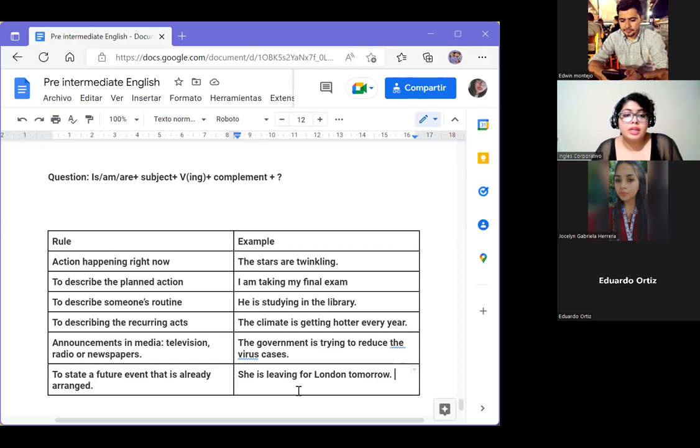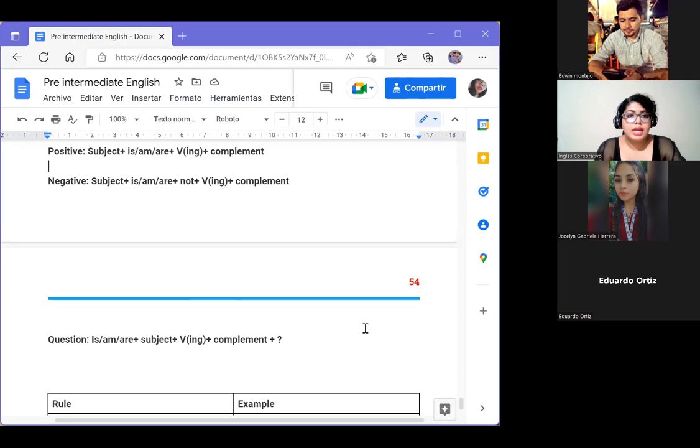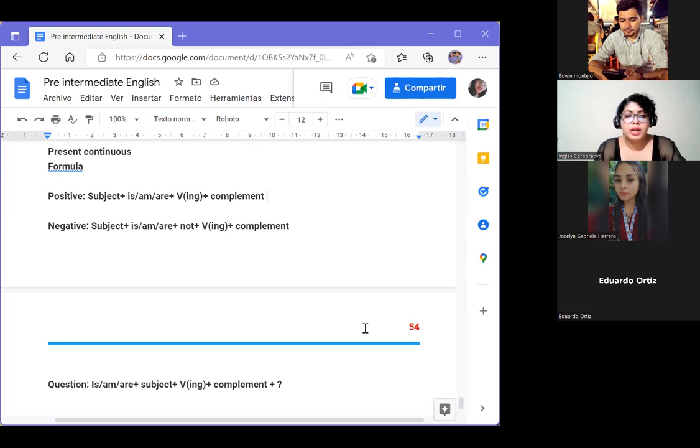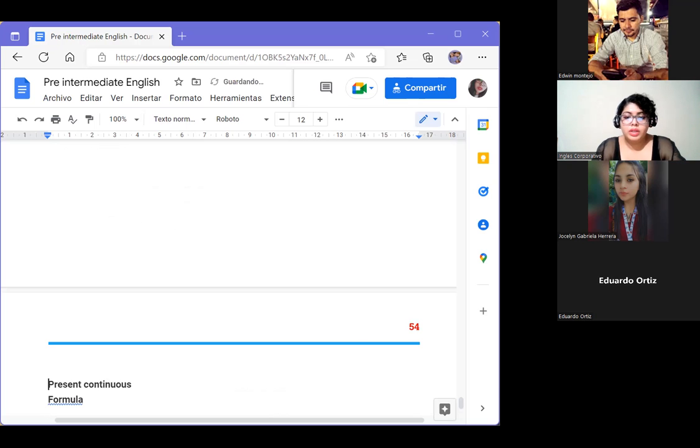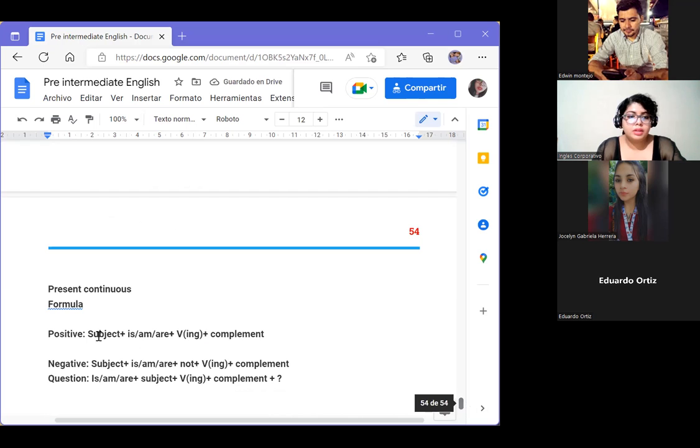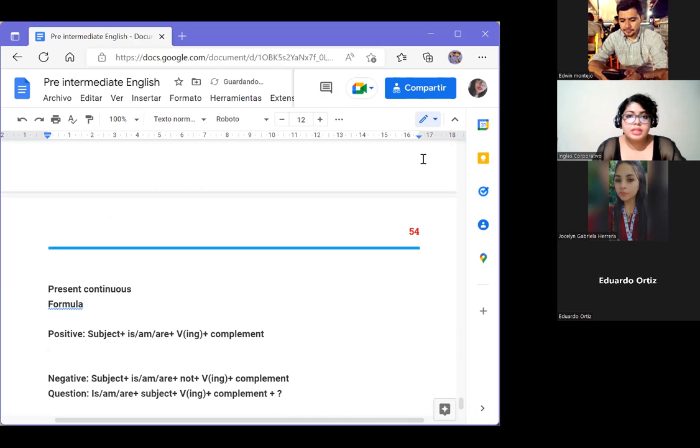To describe the recurring acts about the world, and it's not like we're going to just talk about ourselves, announcements in media and television, radio, or newspapers, and to state a future event that is already arranged. So we are going to write the examples in the structures or the formulas that we have here, but I need to move this one because I want it in the next page. So here, we are going to write some examples of these structures.